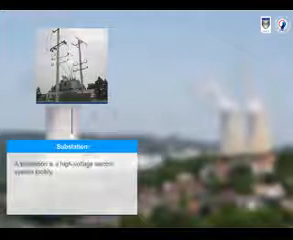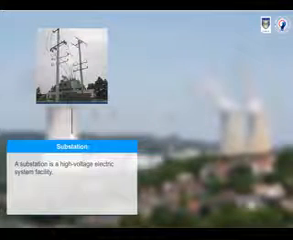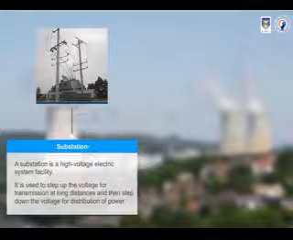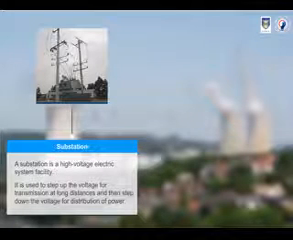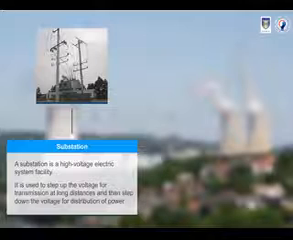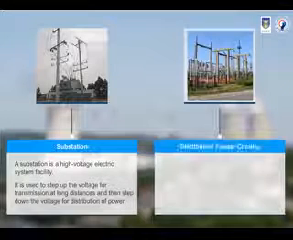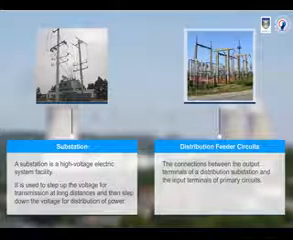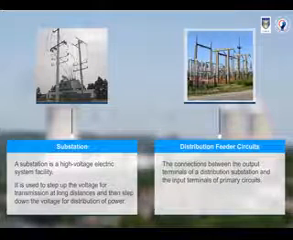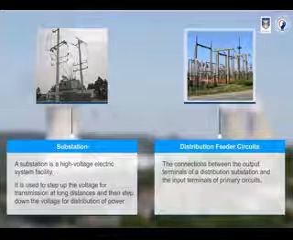A substation is a high-voltage electric system facility. It is used to step up the voltage for transmission at long distances and then step down the voltage for distribution of power. Distribution feeder circuits are the connections between the output terminals of a distribution substation and the input terminals of primary circuits.